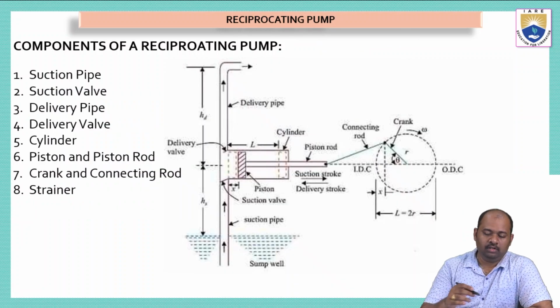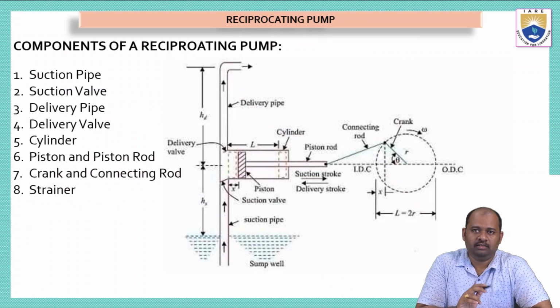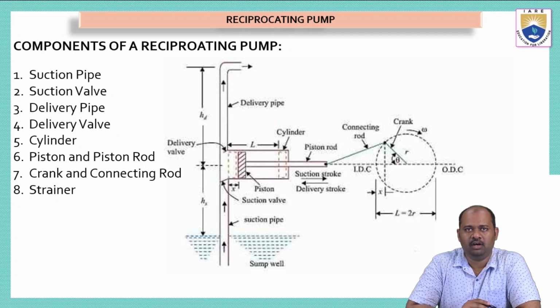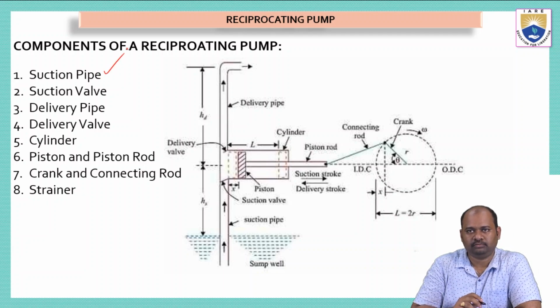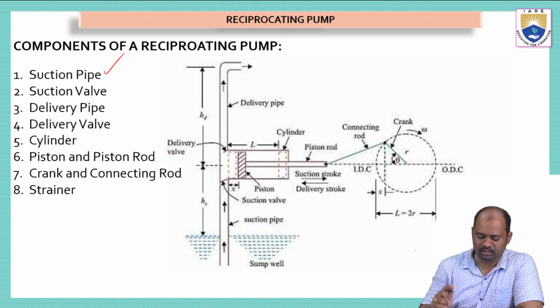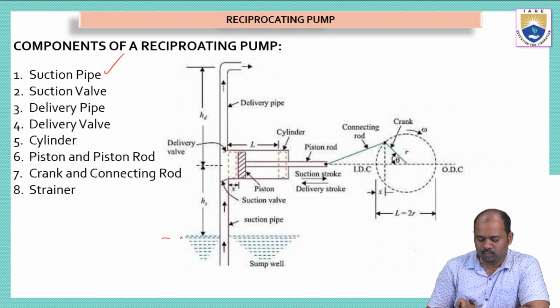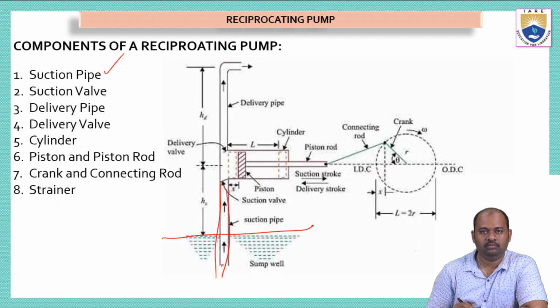Now, let us see the different components of a reciprocating pump. So we can see in this picture, there are different components that are present. And the first one is the suction pipe. Now we'll try to understand the basic working here. So this is water. Okay, into this water we have dipped a pipe. This is a pipe which is dipped into the water. This water is called a sump, or a sump well. The pipe which is dipped into the sump is called the suction pipe. Simple.